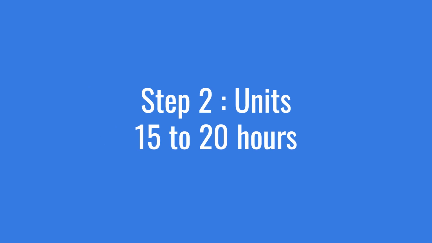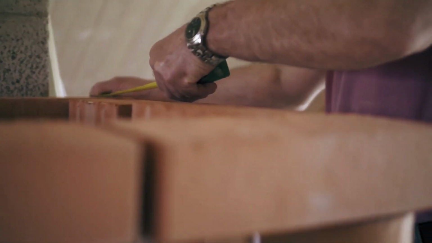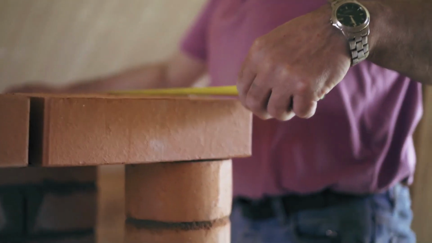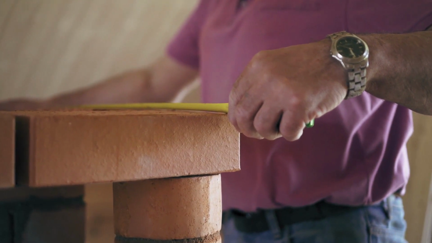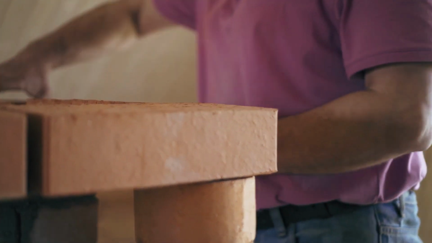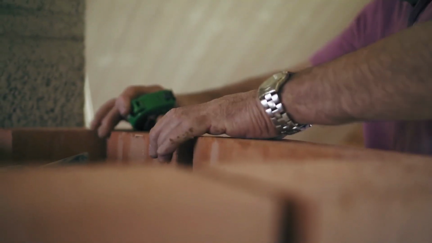Step 2. Understanding using units, 15 to 20 hours. The second step to teaching yourself Algebra 1 is to learn how to use some units, like learning how to measure volumes and surfaces. Also, learn how to implement them in some calculations like rates, divisions, and multiplications.